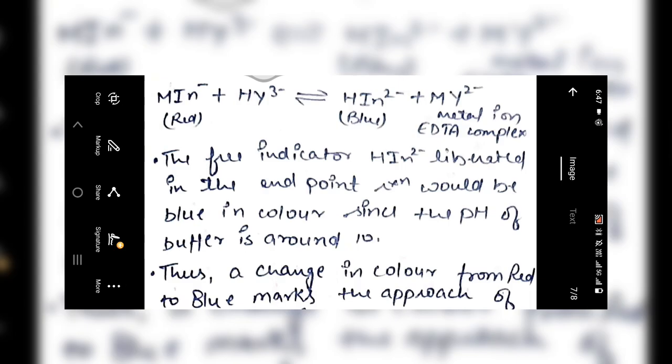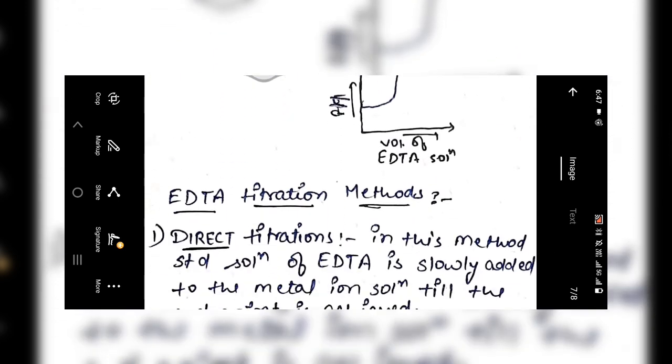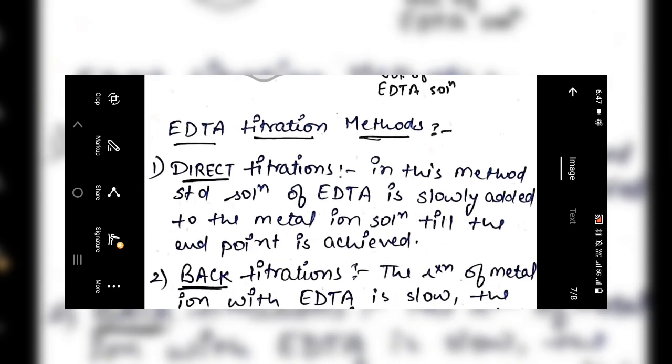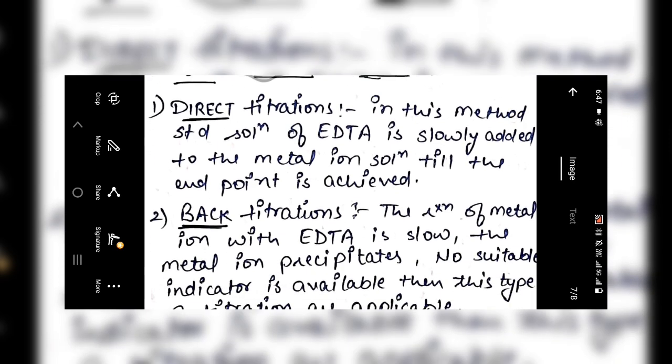The free indicator HIn2- liberated in the endpoint reaction would be blue in color since the pH of the buffer is around 10. Thus, a change in color from red to blue marks the approach of the endpoint. EDTA titration methods are as follows. First is the direct titration. In this method, standard solution of EDTA is slowly added to the metal ion solution till the endpoint is achieved.